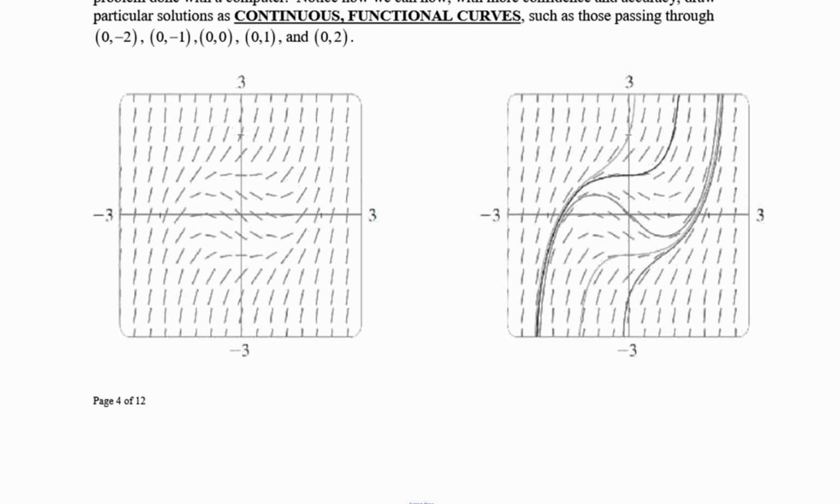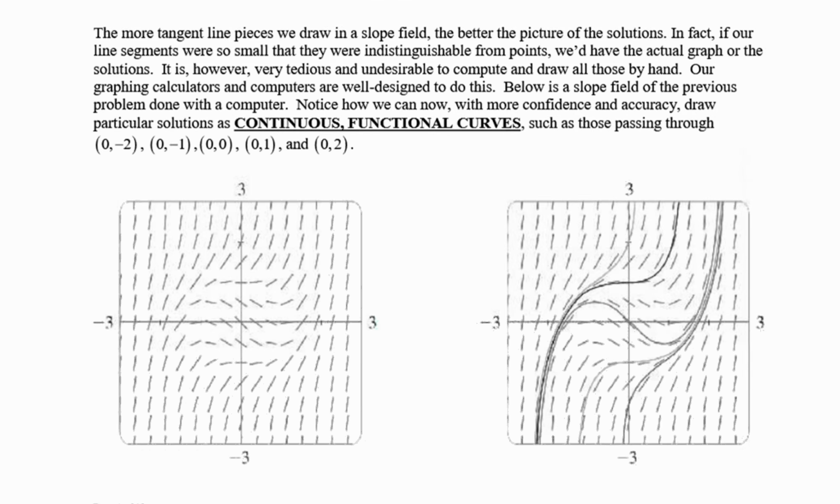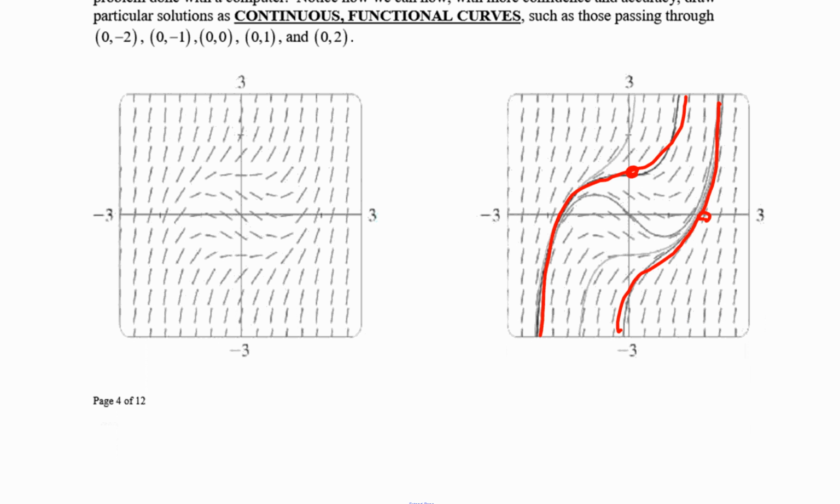Nice continuous functional curves. And now depending on our starting point, maybe we would start here. It has to go through this point, or maybe it would go through a point over here. It depends on what point you start at on what your particular solution would look like.